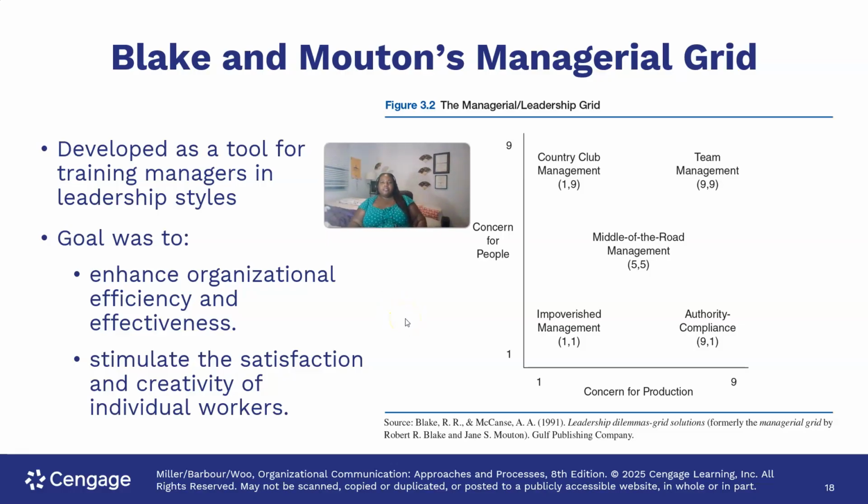All right, so this is the managerial grid and what it looks like. We have concern for people on the y-axis, and on the x-axis concern for production. So we're trying to enhance organizational efficiency and effectiveness and stimulate the satisfaction and creativity of workers. So we can be middle of the road or team management, probably a happier medium.